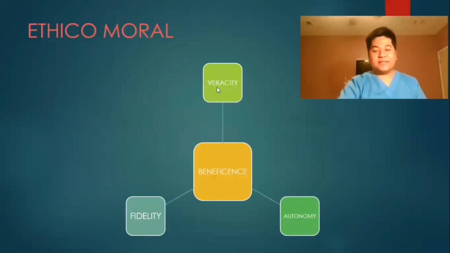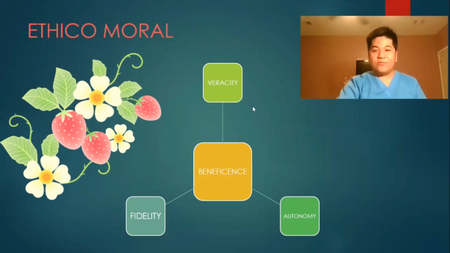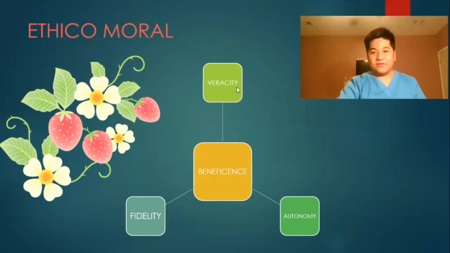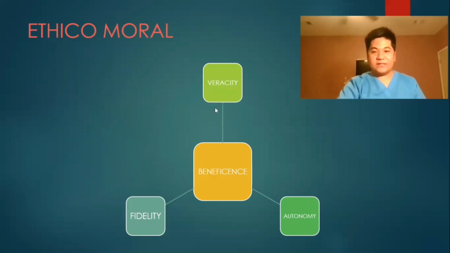Ethical-moral aspects such as veracity, beneficence, fidelity, and autonomy. They will give a scenario, so you would choose the answer always. Know these individually, so you will get the correct answer if you know this by heart.